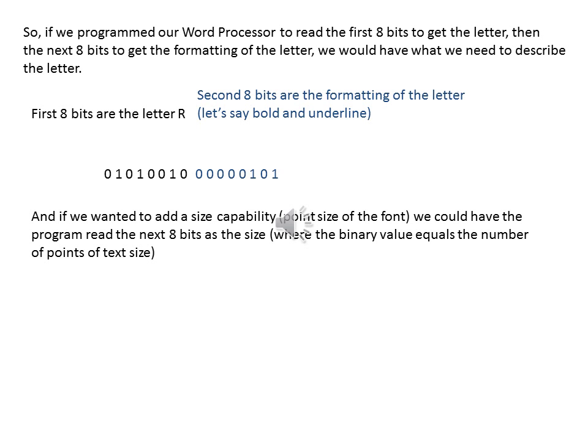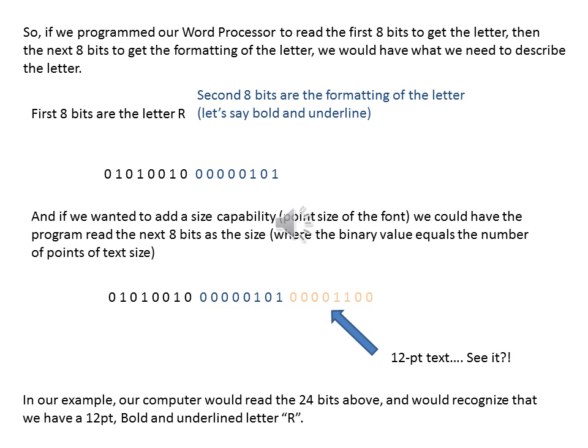And if we wanted to add a size capability, like the point size of the font, we could have the program read the next 8 bits as the size, where the binary value equals the number of points of text size. In this example, you could see that's the number 12, which would be 12-point text. Do you see it? So in our example, our computer would read the 24 bits above and would recognize that we have a 12-point bold and underlined letter R. Is that cool or what?